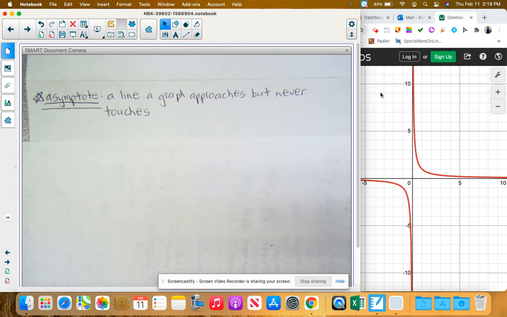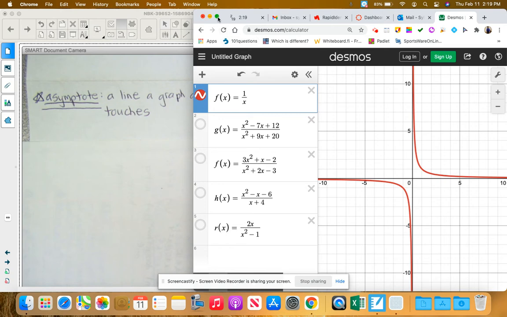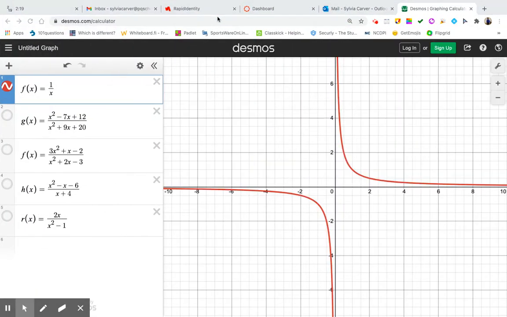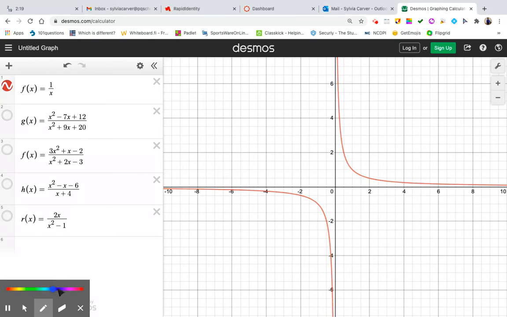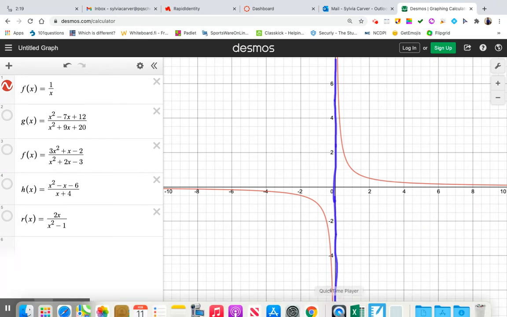So if I come over here and look at Desmos, let's look at my parent function. The domain and range is not all real numbers. There's actually a number that is excluded from my domain and my range. So let me try to draw a line here. This is an asymptote, this blue line that I'm trying to keep nice and straight for you, which is actually the y-axis. My graph gets closer and closer to this line, but it'll never touch this vertical line.